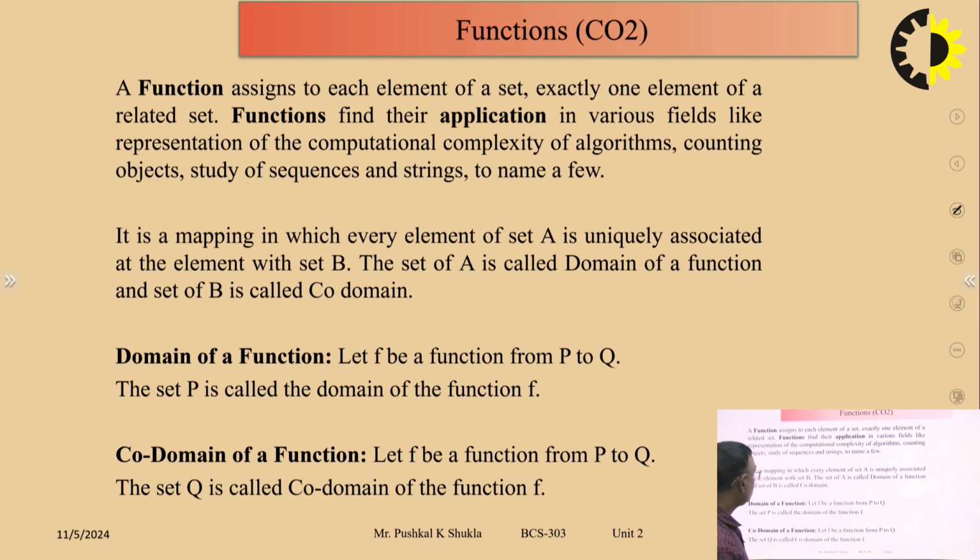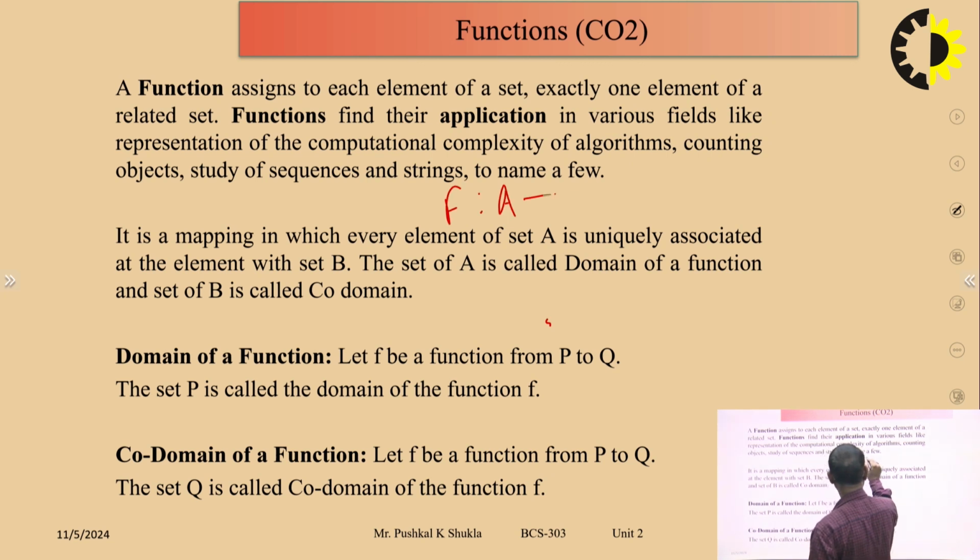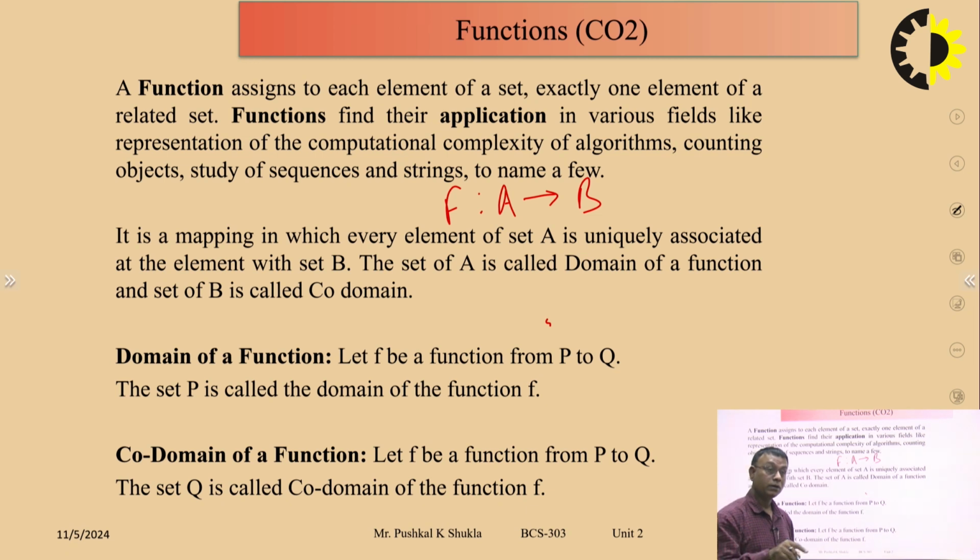A function, what is a function? Let A and B be two sets, then a function f defined from A to B is such that each element of set A has one and only one image in set B. It means a function f defined on set A and set B is such that each element of set A is associated with an element of set B, and the second condition is each element of set A has one and only one, that is a unique image in set B.